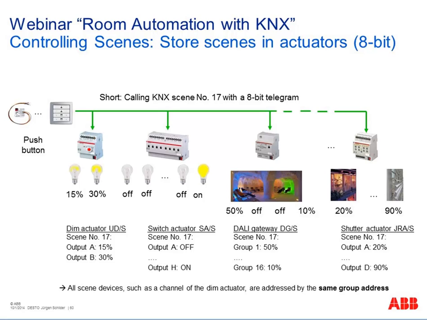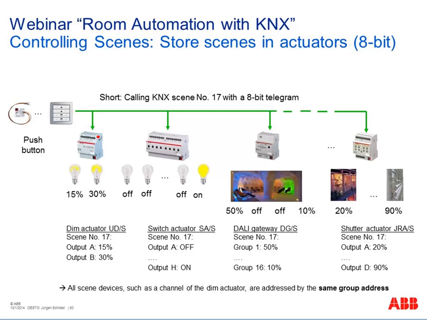And inside the actuators, there is the information of the value. So for example, we send only the command scene number 17. The actuator receives the group address, maybe channel A is linked to this group address, and then it knows, oh, scene number 17, it looks inside its memory, I have to go to 50%. Channel B, oh, scene number 17, I have to go to 30%.